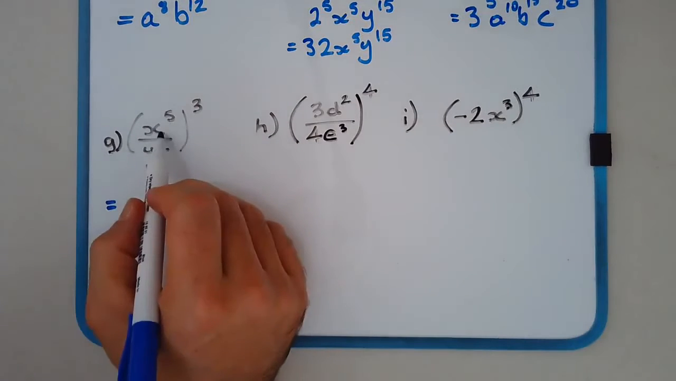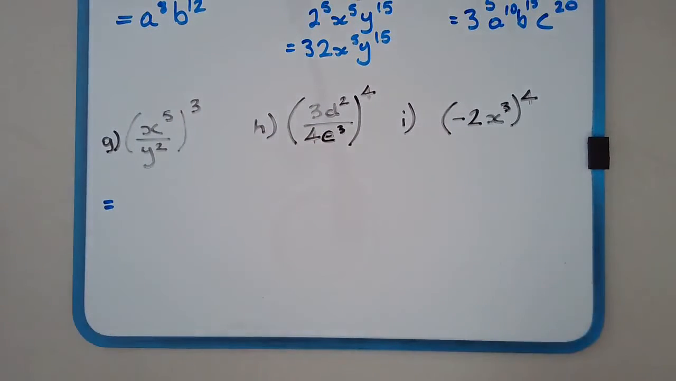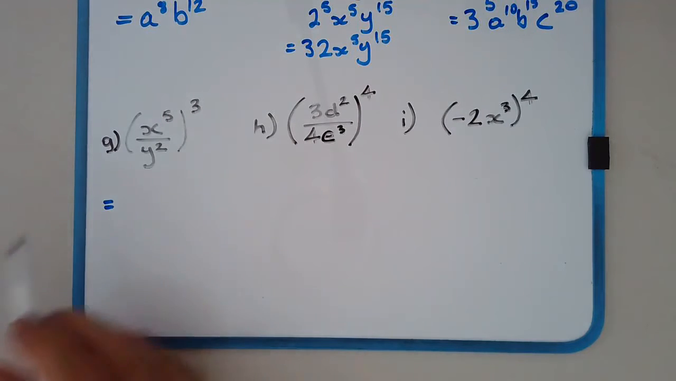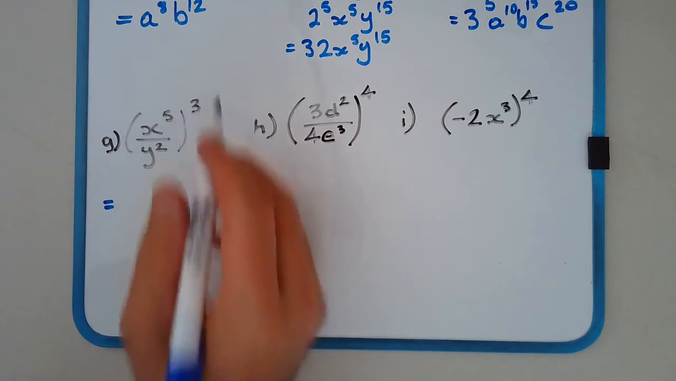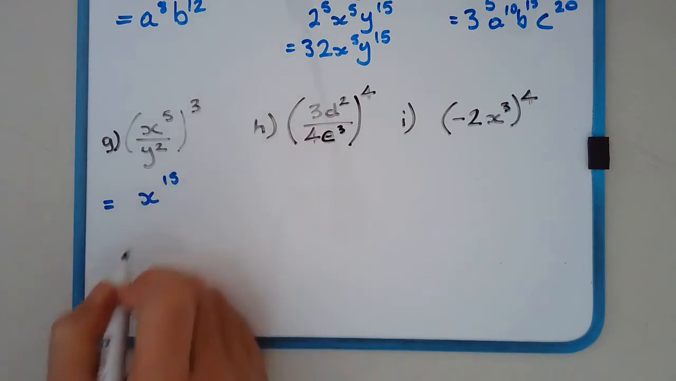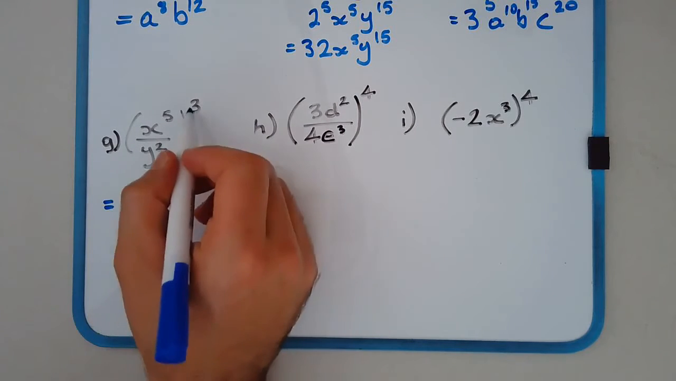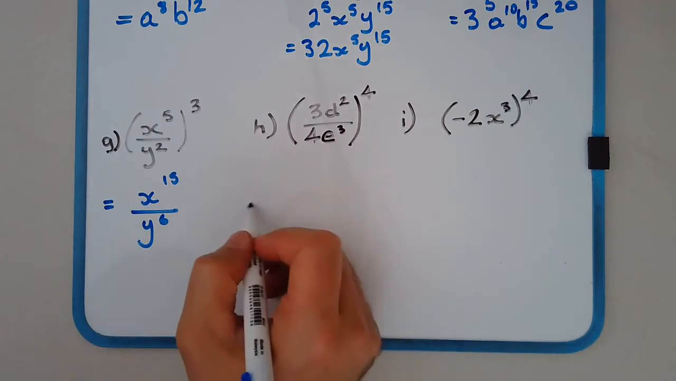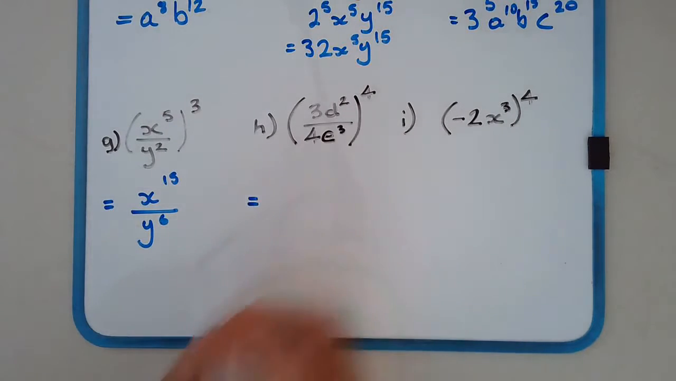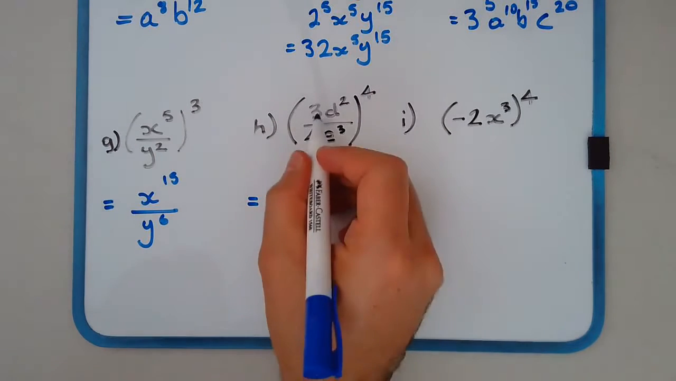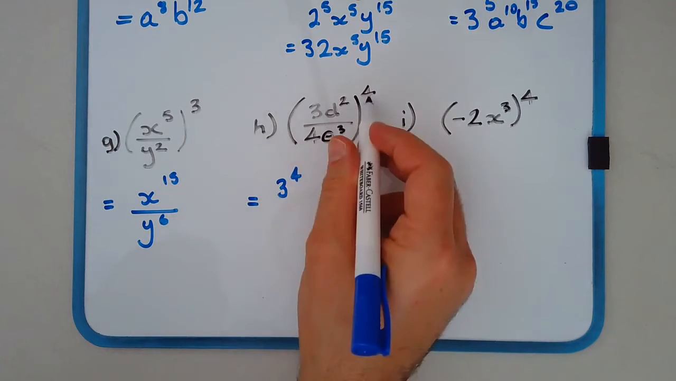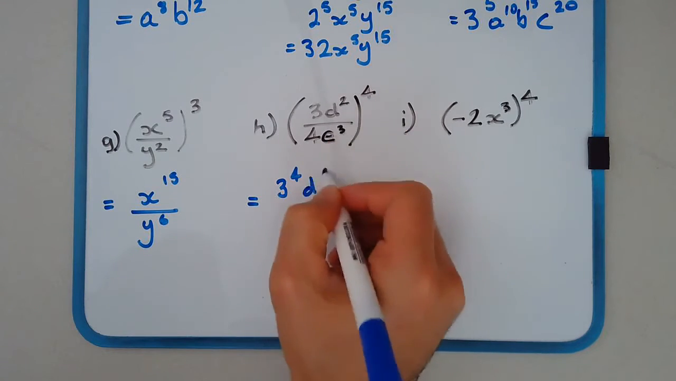Part G. Now, the fact that it's a fraction actually doesn't change anything at all. Again, you just deal with each of the terms individually. x to the 5 to the power of 3, that's x to the 15, over y squared to the power of 3, 2 times 3, y to the power of 6. Part H. Again, same thing. Okay, we're just applying the same rule over and over again. 3 to the power of 4, d squared to the power of 4, 2 times 4 is 8.